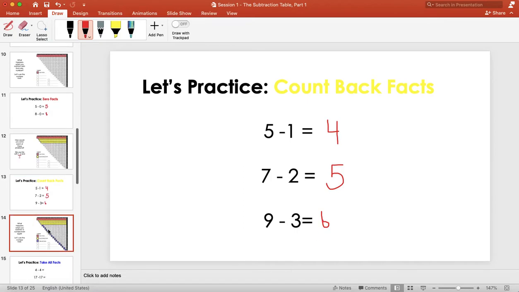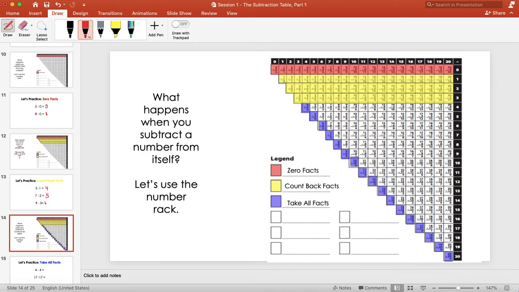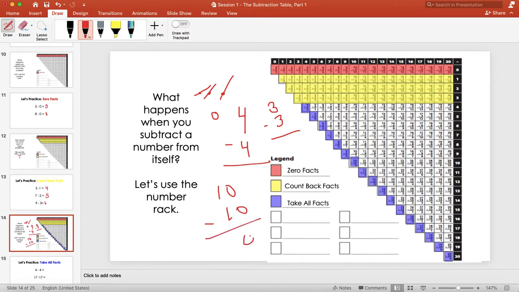Okay, these are called take all facts. What happens when you subtract a number from itself? If I have 3 little dots and I want to take away 3 of them, I'm going to cross out 1, 2, 3, then that means I have 0 left. So when you have an equation like 4 minus 4 or 3 minus 3 or maybe 10 minus 10, your answer is always going to be 0.